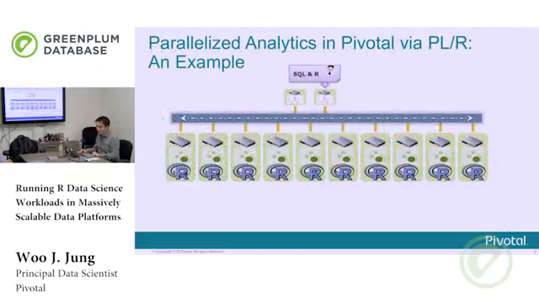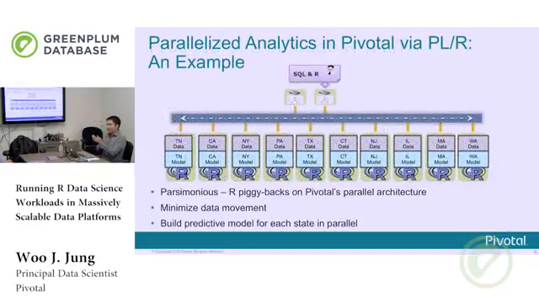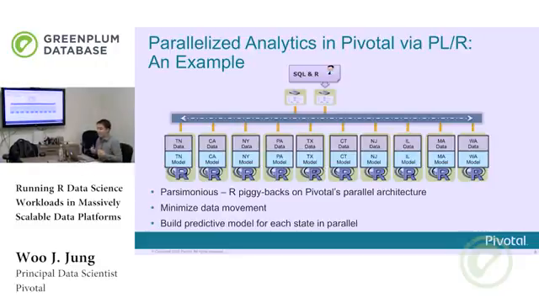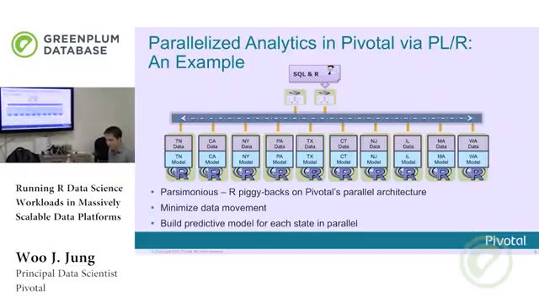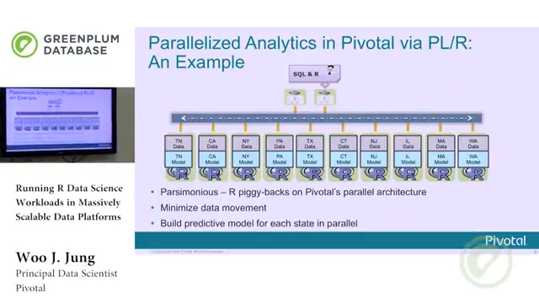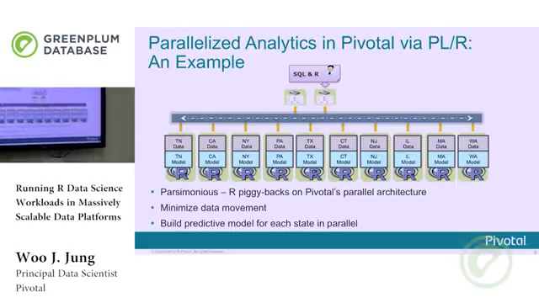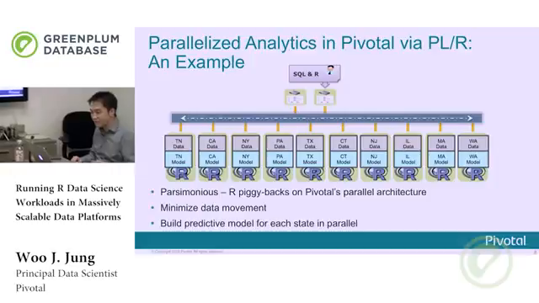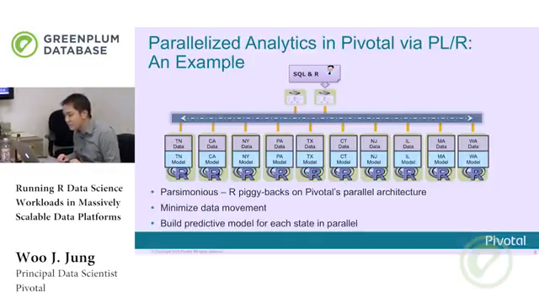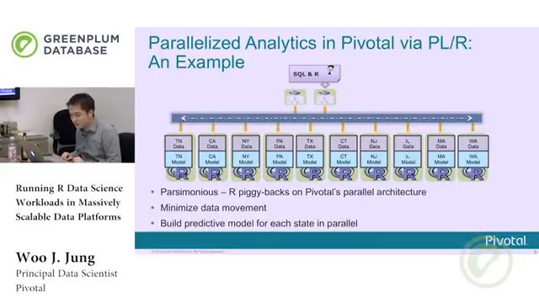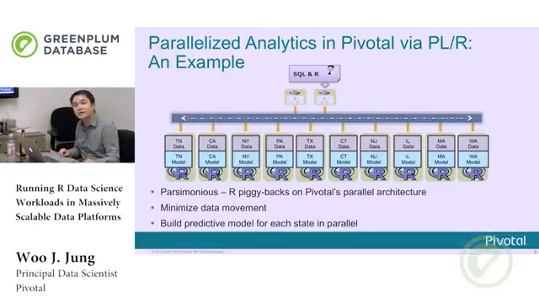Here's a very simple example, right? Let's say we have data for US states, distributed on Greenplum by state. In segment 1, you'd have data for Tennessee. In segment 2, you'd have data for California. In segment 3, you'd have data for New York, et cetera. What you could do with PL/R is build the model for Tennessee in the same node in which the Tennessee data lives, build a model for California in the same node in which the California data lives, and do this for all the states.